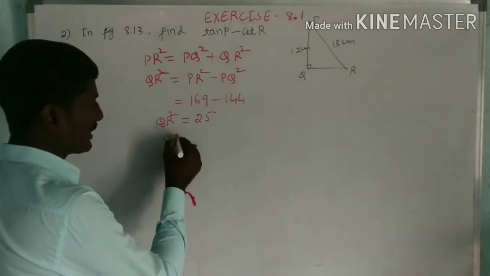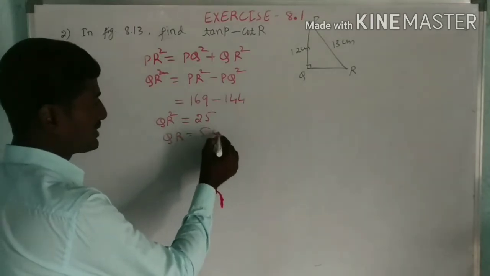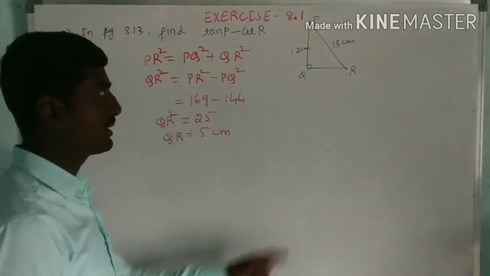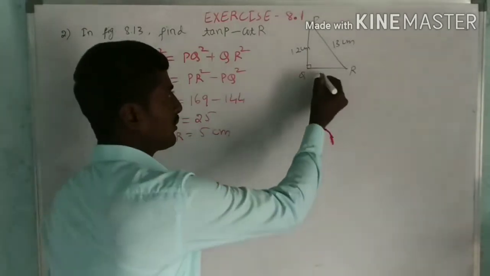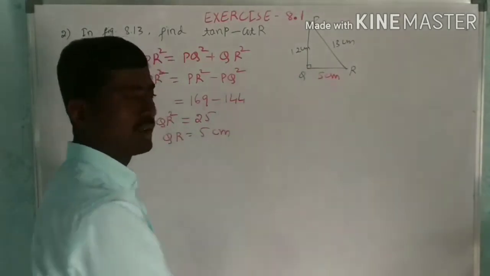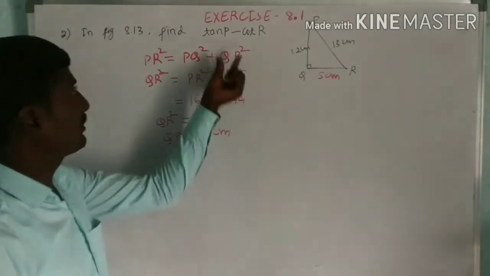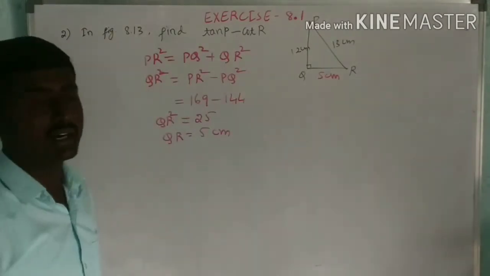Now QR I want. QR is equal to how much? 5 centimeter. Centimeter I should write because they have given it here. So QR value is 5 centimeter, I got. Now I have to find tan P minus cot R.